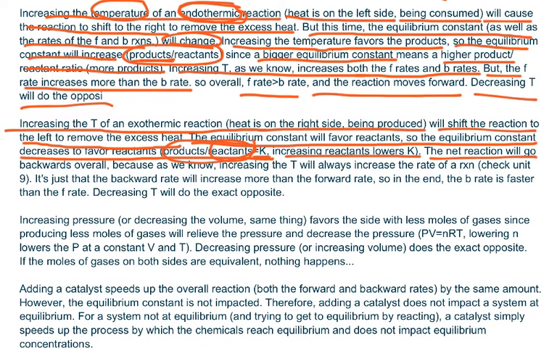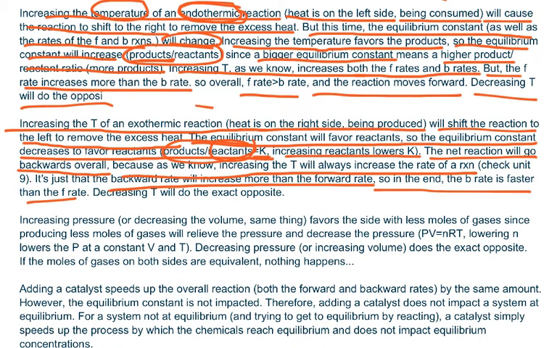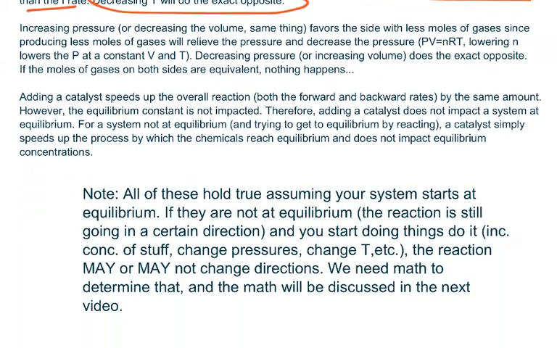The net reaction will go backwards overall because, as we know, increasing temperature will always increase the rate of the forward and backward reaction. It's just that the backward rate will increase more than the forward rate, so in the end, the backward rate is faster than the forward rate when you increase the T of an exothermic reaction. Now, decreasing the temperature of an exothermic reaction will do exactly the opposite. So think about what happens there.